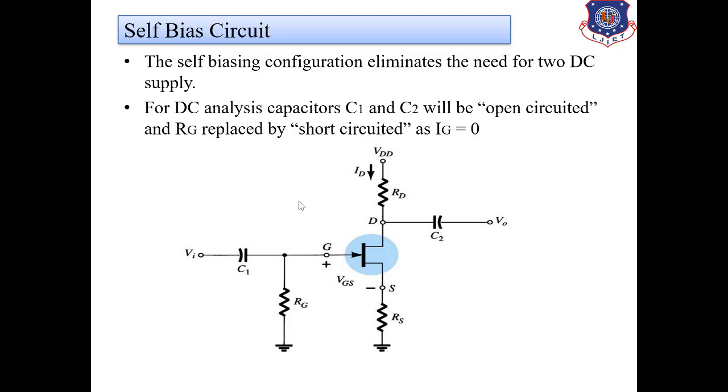Now you will have to draw two equivalent circuits for analysis. One is the output equivalent DC circuit, and another is the input DC equivalent circuit. So before drawing the equivalent circuit for DC analysis, we will have to consider C1 and C2 as open circuited and RG must be replaced by a short circuit. So we can easily assume IG equal to 0.